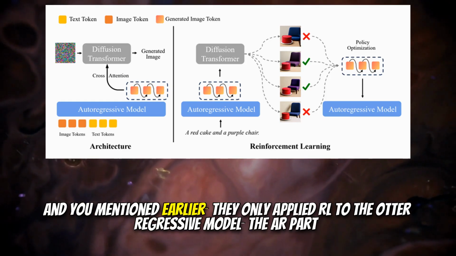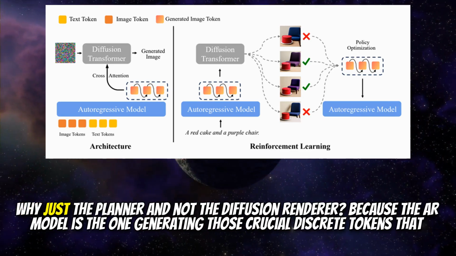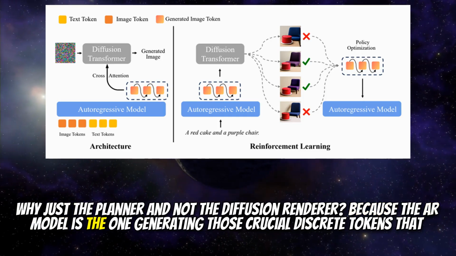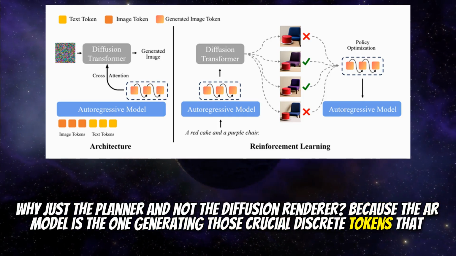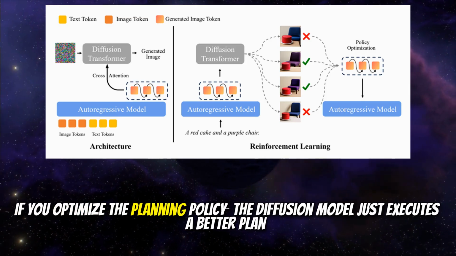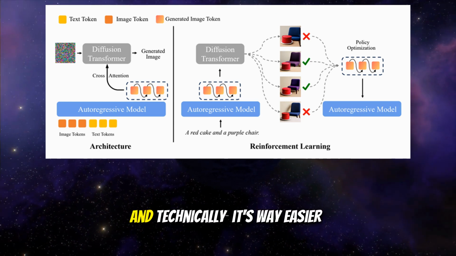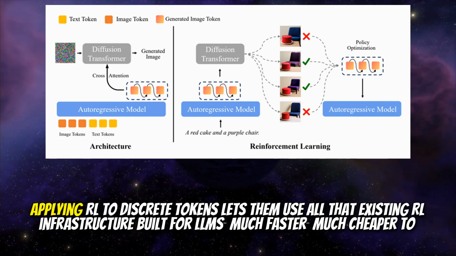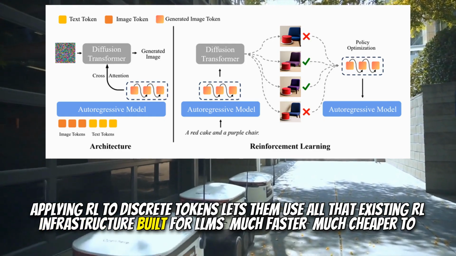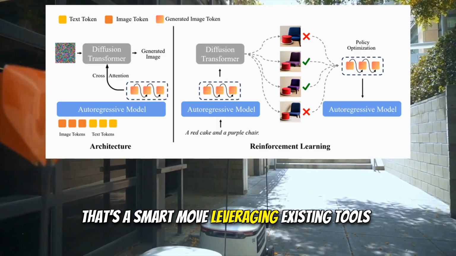And you mentioned earlier they only applied RL to the autoregressive model, the AR part. Why just the planner and not the diffusion renderer? Because the AR model is the one generating those crucial discrete tokens that define the image's core structure and meaning. If you optimize the planning policy, the diffusion model just executes a better plan. And technically, it's way easier. Applying RL to discrete tokens lets them use all that existing RL infrastructure built for LLMs. Much faster, much cheaper to implement. That's a smart move, leveraging existing tools.